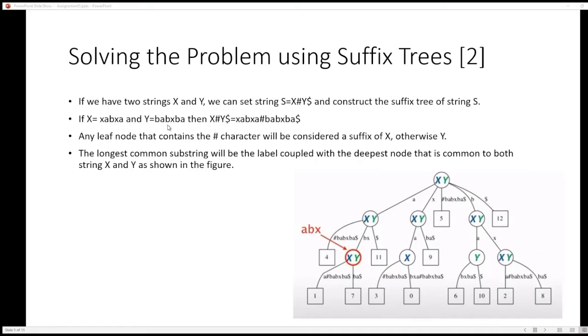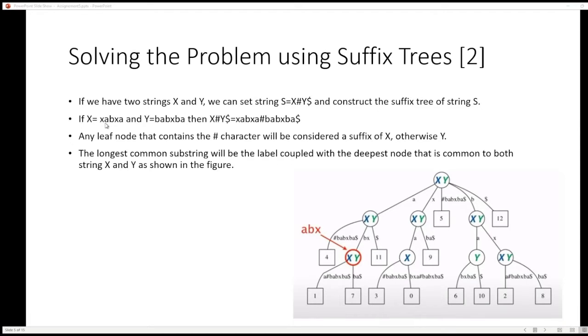So how do we solve the longest common substring problem using suffix trees? Suppose that we have two strings x and y. The first step can be to set a string s by combining the two strings. What we do is we usually insert a certain character between the two strings to signify the end of the first string, and a dollar sign at the end of both to signify the end of the second string. This usually can be a hashtag or any other character that is not in the alphabet.